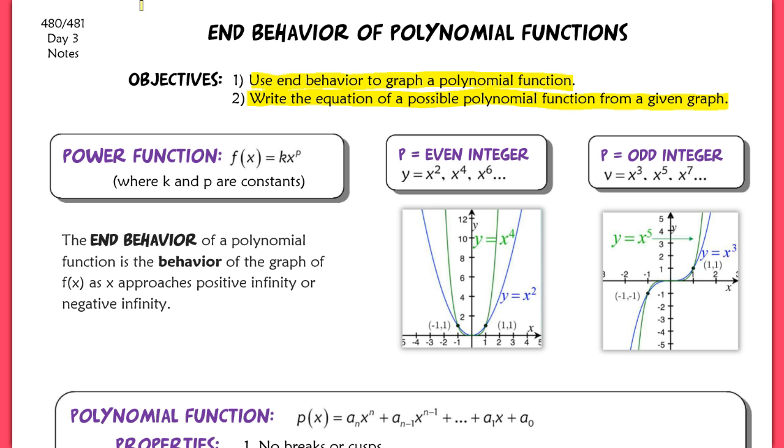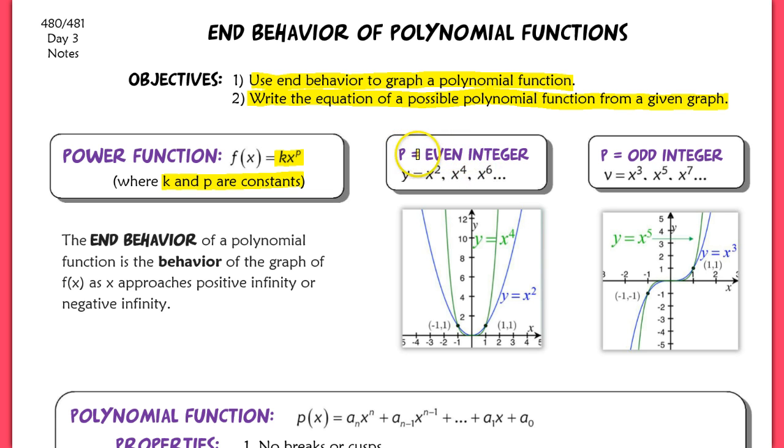So up first, we're going to take a look at the graphs of power functions and then study their end behavior and then see how we can use that when we try to graph polynomial functions. So first up, let's talk about what a power function is. A power function is any function in the form k times x to the p, where both k and p are constants. Off to the side here, you can see a list of some power functions.